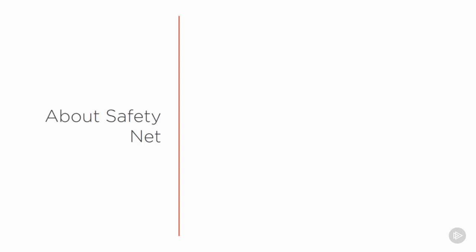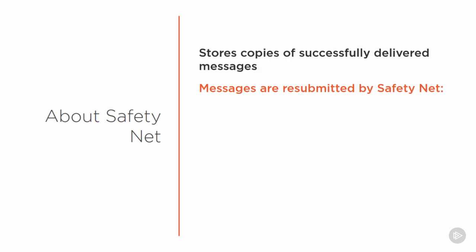Next, let's talk about shadow redundancy's cousin, which is safety net. While shadow redundancy is responsible for protecting messages in transit, once the messages have been delivered, that's where safety net takes over. Safety net stores copies of successfully delivered messages so they can be resubmitted into the transport pipeline if necessary. Messages are resubmitted after a lossy failover of a database in a DAG.